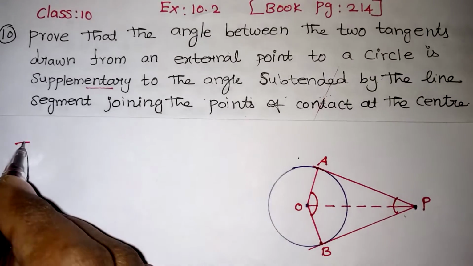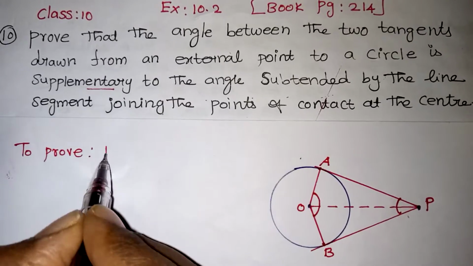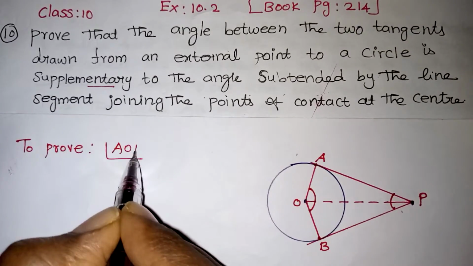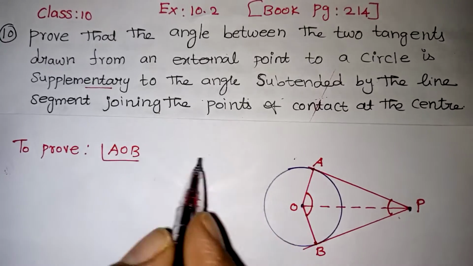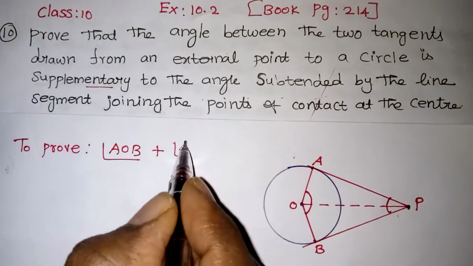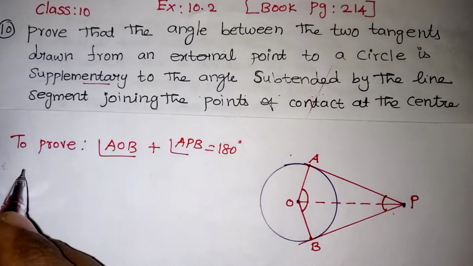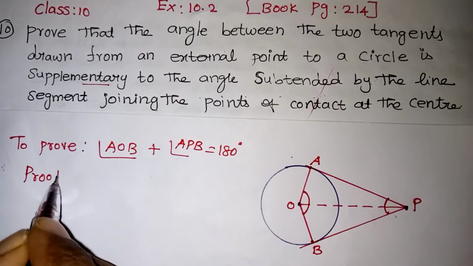Supplementary means the sum of the two angles should come to 180 degrees. So this angle, named AOB, plus this angle, named APB, is equal to 180 degrees. This is what we need to prove. So let's start our proof now.